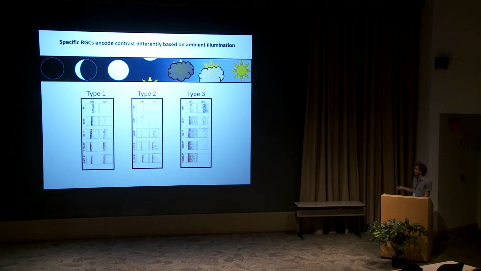So this was cool. So I set out to try and characterize how different types of retinal ganglion cells encode contrast at different light levels. And I discovered that some of the retinal ganglion cells, in mouse eyes at least, do not do so faithfully, and that they actually switch the type of contrast that they encode based on the light level.